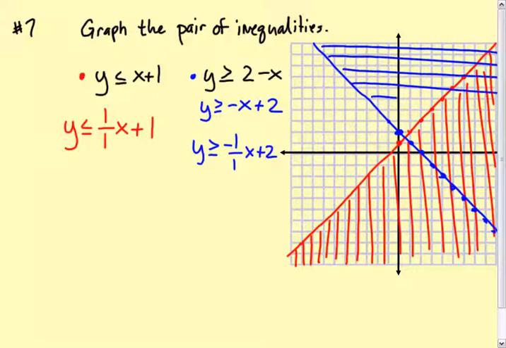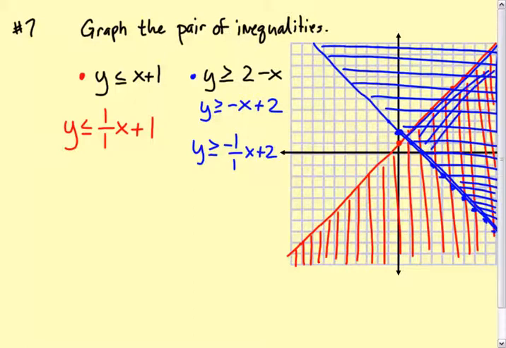Now, the solution set for the system is where they overlap. So that's this triangle right here, or this region. That's where they overlap. That's the solution set for that system of inequalities. All right? Good job. Only one left. Let's look at the next one.